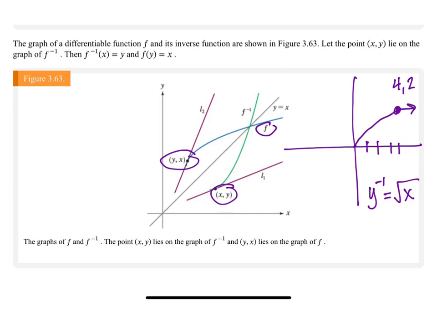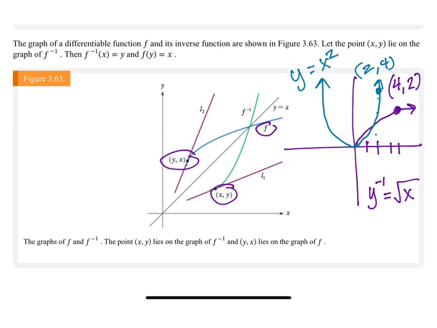Right? This is my inverse function, and I have the point 4, 2. What that means is on my original function, the one that wasn't inverted, which would be y equals x squared, I should have the point 2, 4. What's 2 squared? 1, 2, 3, 4. 2, 4. So for x, y on the inverse, I get y, x on the other one. Is that better? Okay. All right.